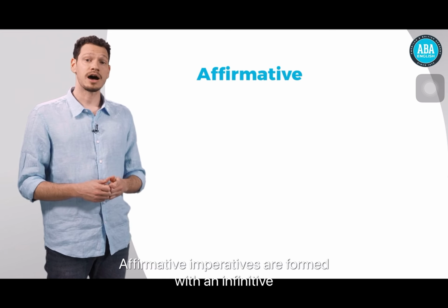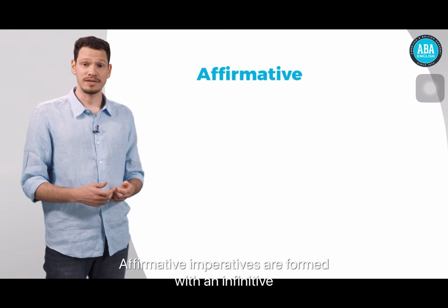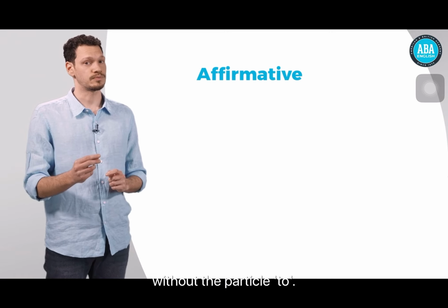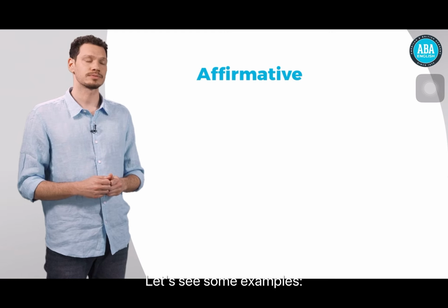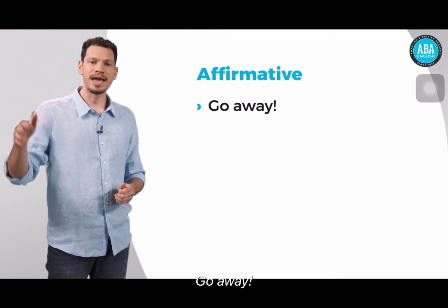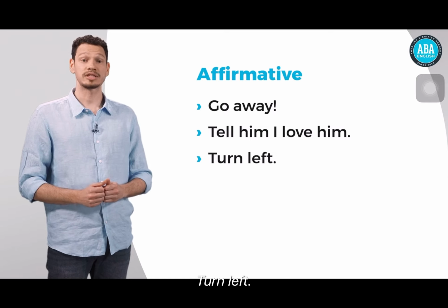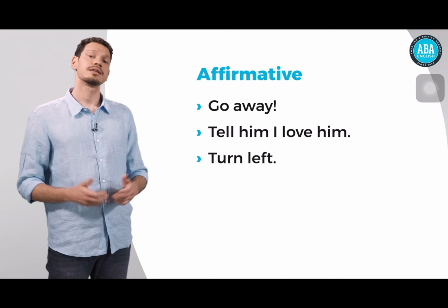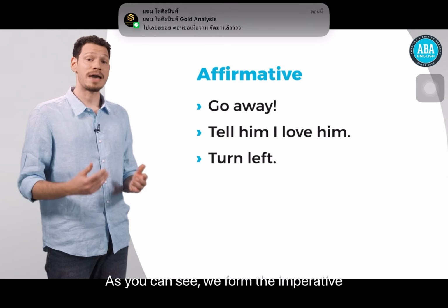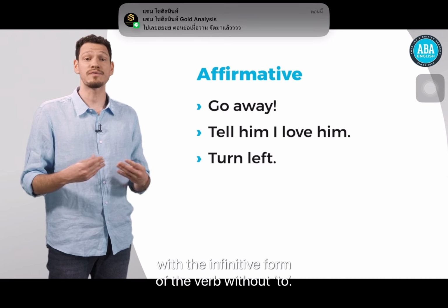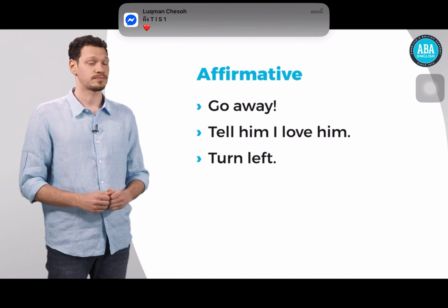Affirmative imperatives are formed with an infinitive without the particle to. Let's see some examples. Go away. Tell him I love him. Turn left. As you can see, we form the imperative with the infinitive form of the verb without to.